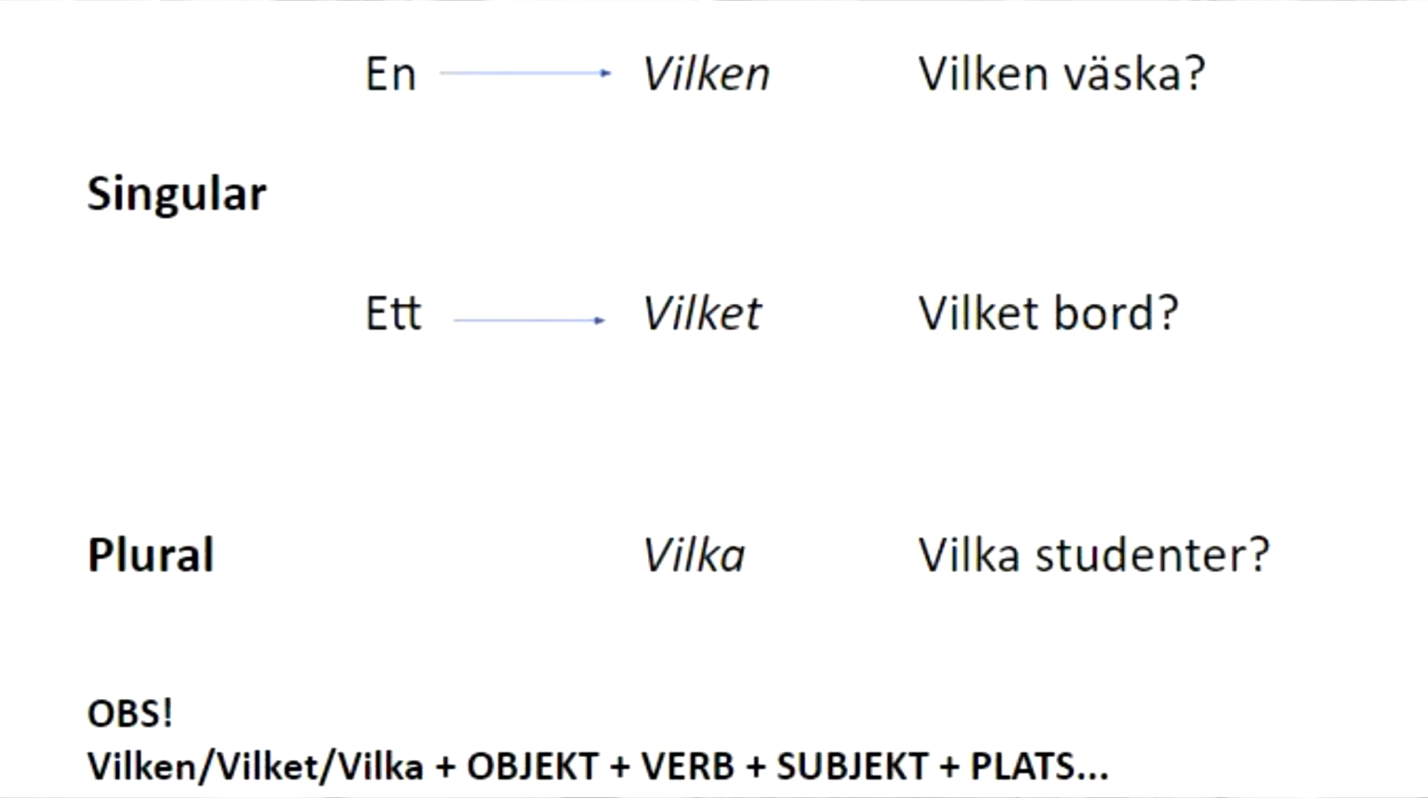For example, väska is an en noun, en väska. If you want to ask which bag, then you say vilken väska. Bord is an ett noun. So if you want to ask which table, you say vilket bord. And lastly, studenter is a plural form meaning students. And to ask which students, you would say vilka studenter.